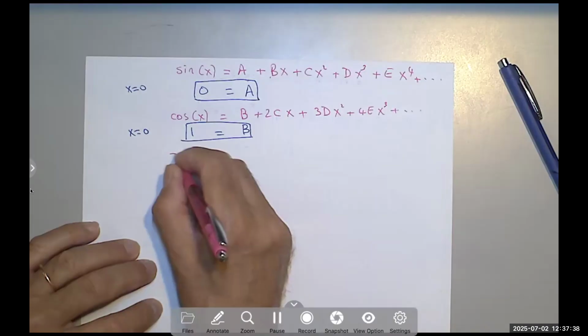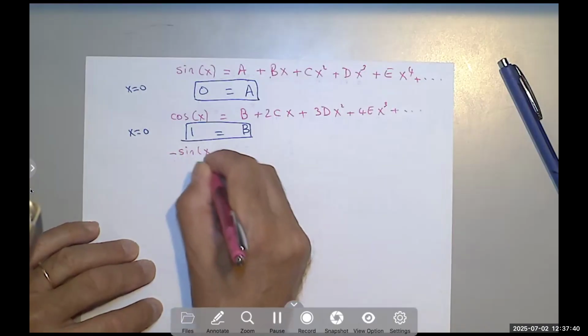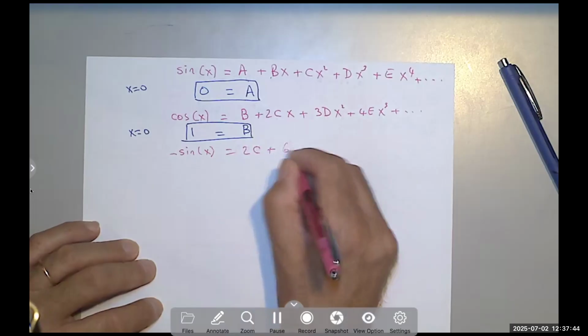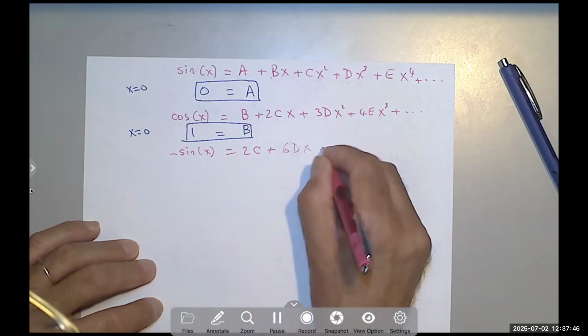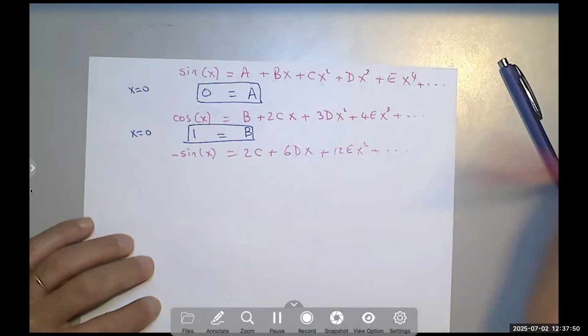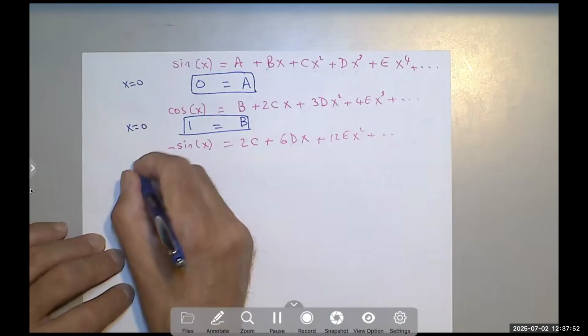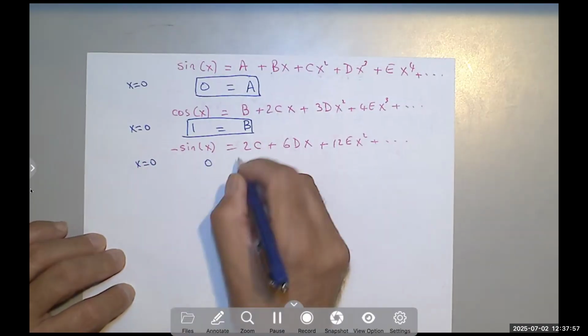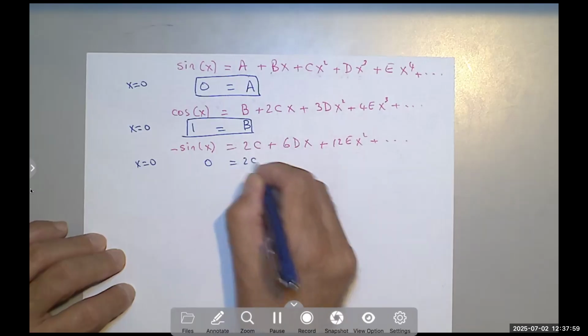Good. Let's take a derivative another time. Derivative of cosine is negative sine x. The derivative of the right-hand side is 2c plus 6dx plus 12ex squared plus. Then if I set x equals 0, sine 0 is 0, and 2c is 0, so c equals 0.